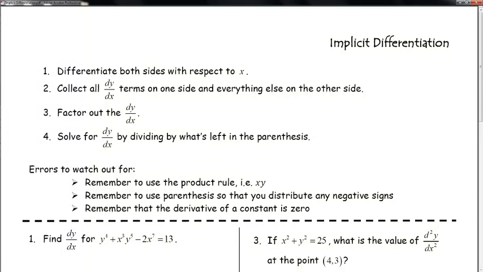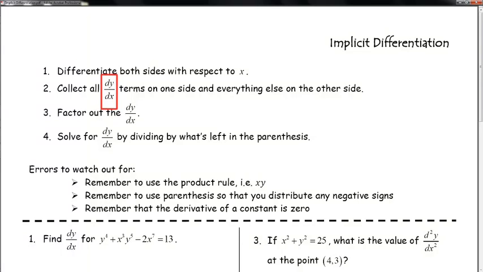Alright, today we're going to talk about implicit differentiation. And so we're going to differentiate both sides with respect to x. And instead of having f prime or y prime, we're going to go ahead and write dy/dx because it'll help you understand where I need to put all my dy/dx's.